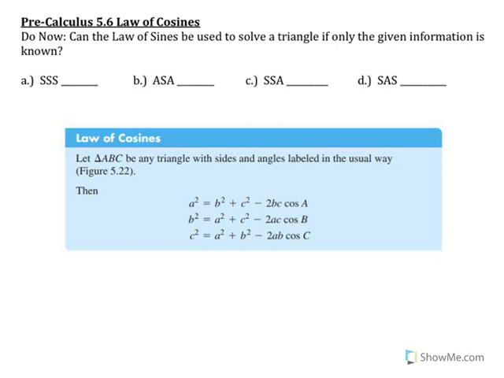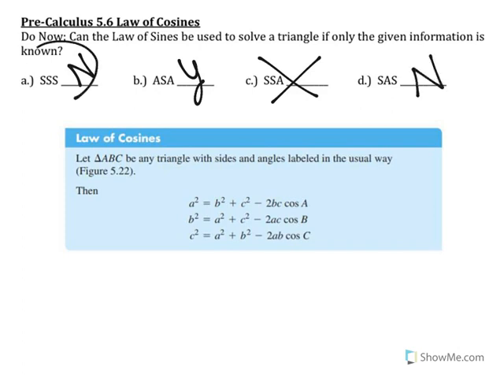The do now says, can the law of sines, so we're going back to what we just learned, be used to solve a triangle if only the given information is known? So they're saying for A, can you use side, side, side for law of sines? And we know that that is not true. So I'm just going to put an N for no, that is not true. What about angle, side, angle? Yes, we know we can use law of sines for that. SSA, we didn't talk about, we're not going to talk about it this year, but you can use law of sines for that. And then SAS, we cannot.